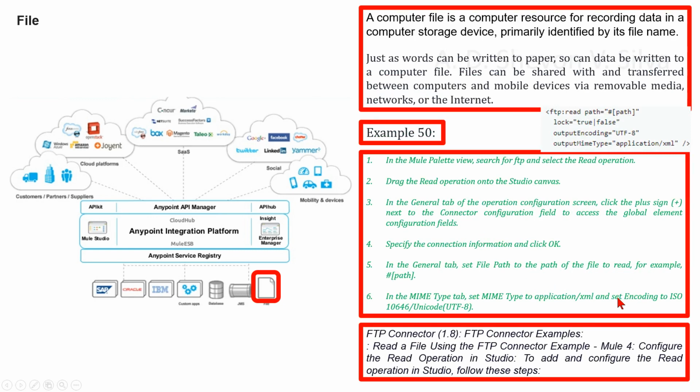Configure the Read operation in Studio. Here is an example of reading a file using the FTP connector 1.4. To add and configure the Read operation in Studio, follow these steps. In the Mule palette, search for FTP and select the Read operation. Drag the Read operation into the Studio canvas. In the General tab of the component configuration screen, click the plus sign next to the connector configuration field to access the global element configuration.